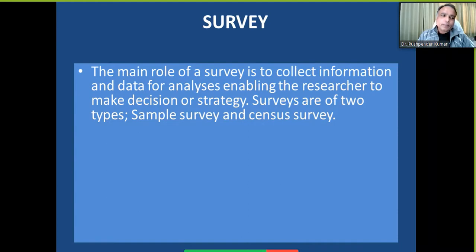I hope you remember 2011, 2001, and 1991, every 10 years, the Government of India goes for this census survey, and in this everybody in India is supposed to be covered under this survey, and we collect information about them, their education, their family members, income, assets, everything we cover under that. So this is what a census survey is.